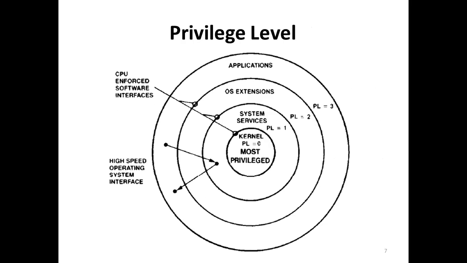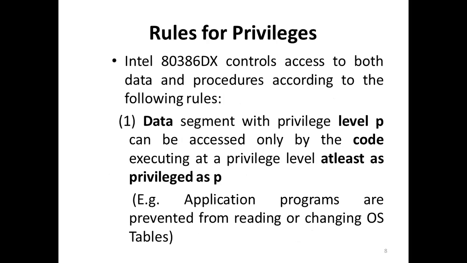The privilege levels are shown in a figure. The kernel, which is the most privileged level, has PL0, system services have privilege level 1, OS extensions have privilege level 2, whereas privilege level 3 is for the applications. So the applications which are running on the operating system go under privilege level 3.